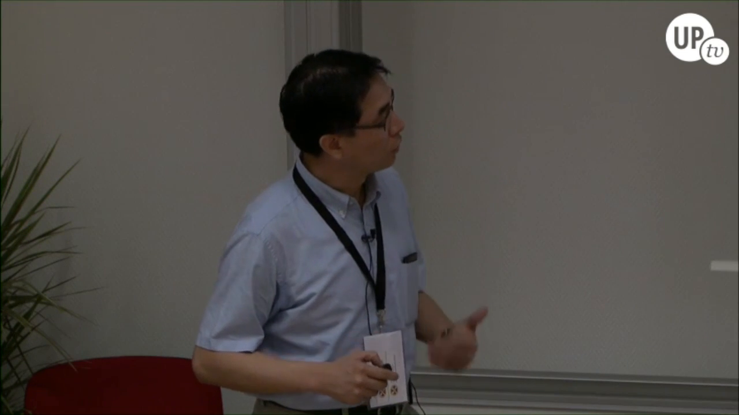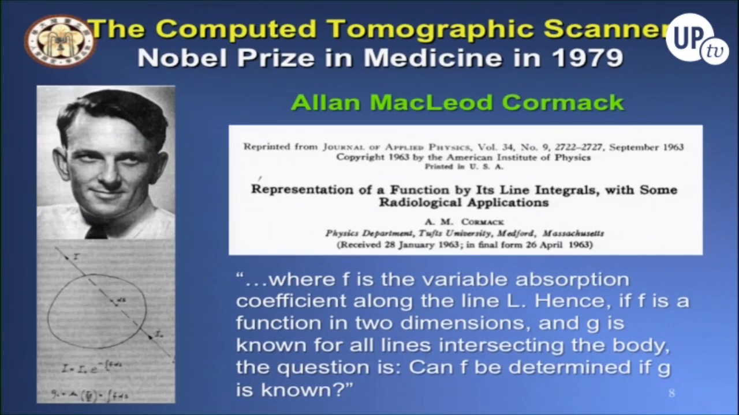Another example of similar philosophy is the invention of the CT scanner. Back in 1979, there was no CT scanner. There was only X-ray. And Dr. Cormack was a nuclear physicist. He had to supervise the amount of dosage of the X-ray.